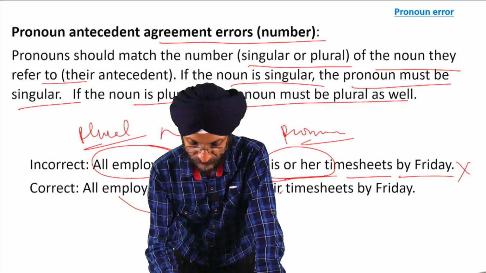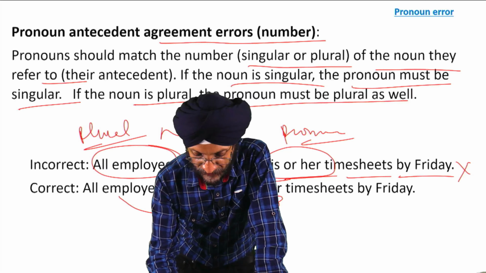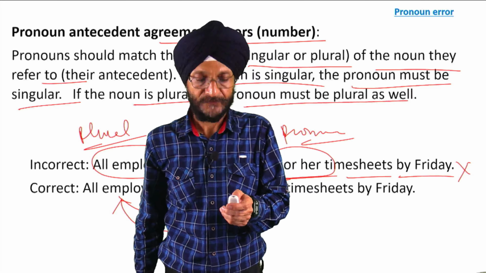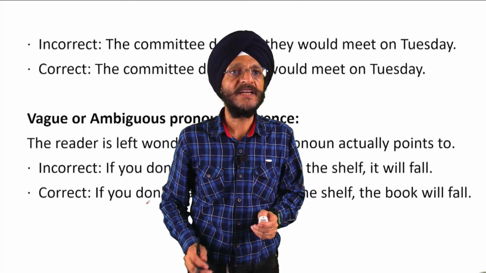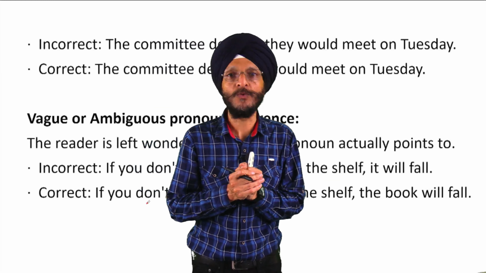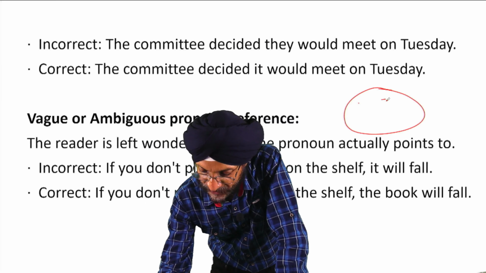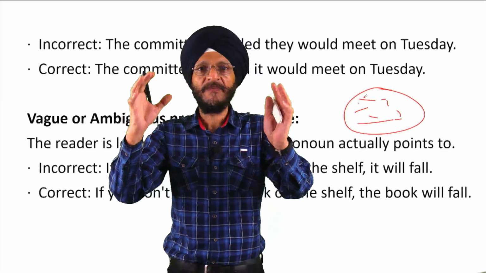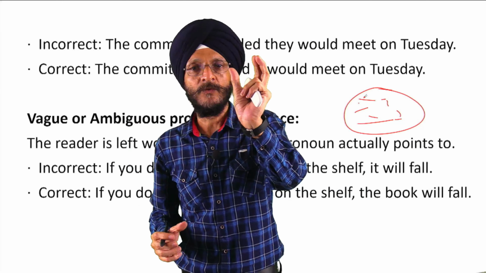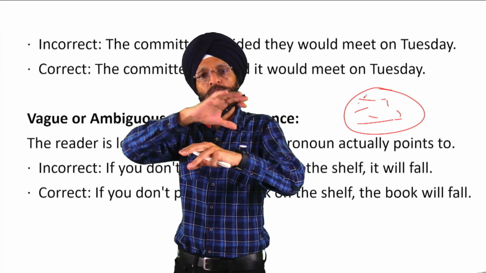timesheets, because it is the pronoun which fits with the plural nouns in number. Next is: The committee decided they would meet on Tuesday. Committee: these are the committee members. It may be 5, 10 or any number, but it is to be treated as a unit. We are not to take individual members separately, saying that there are 10 members, so they are plural.